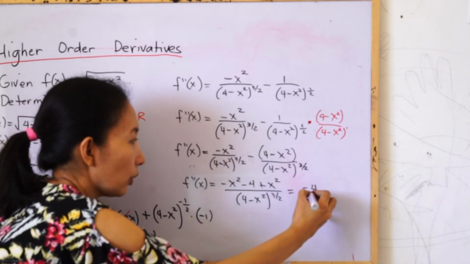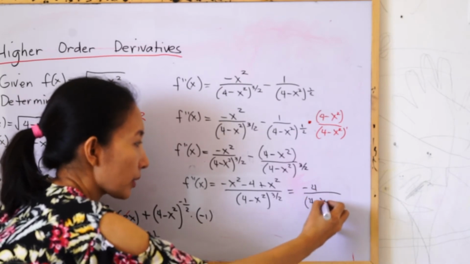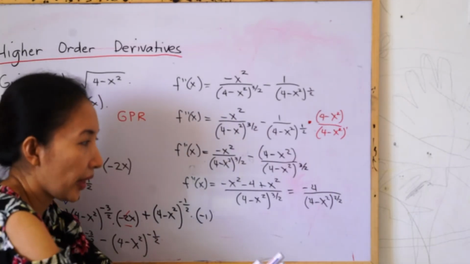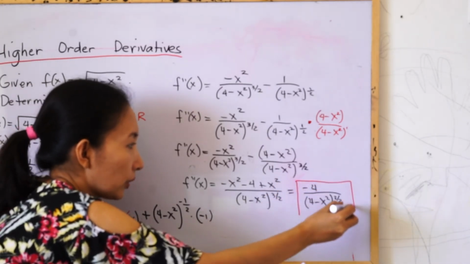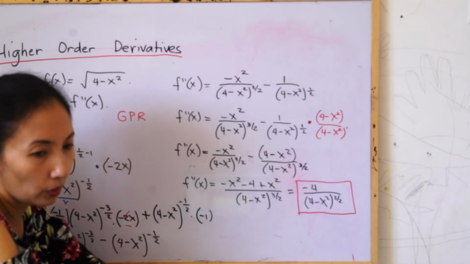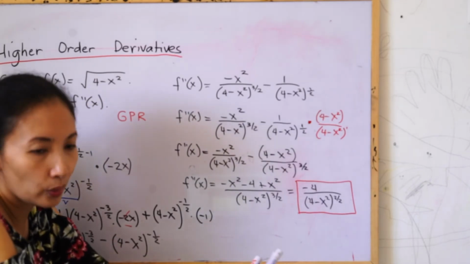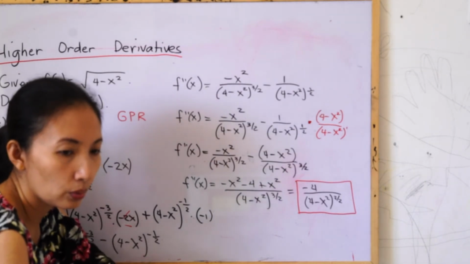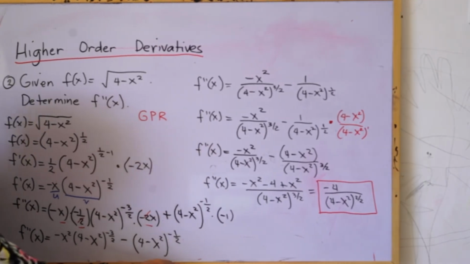Negative 4 over 4 minus x squared raised to 3/2. The final answer is: f double prime of x is equal to negative 4 all over 4 minus x squared raised to 3 halves, or in radical form, negative 4 over the square root of the quantity 4 minus x squared raised to the third power. Did you understand this? So, this is the whole solution.